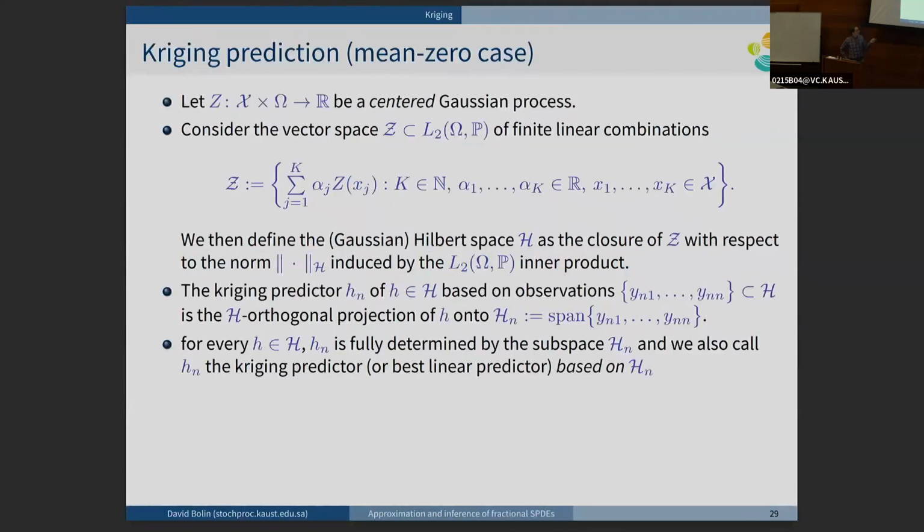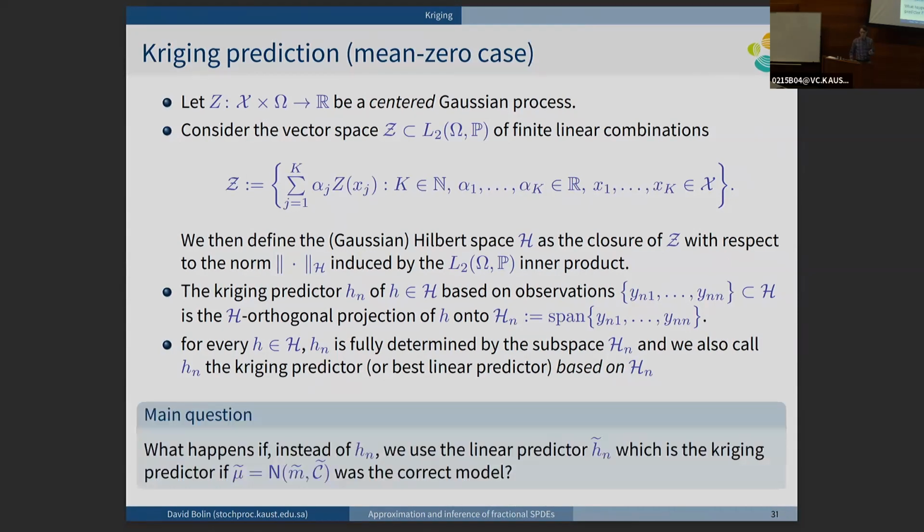Now, if you look at that, you can see that for any element that you want to predict, the Kriging predictor is fully determined by this subspace curly Hn, which is the span of the observations. So we can either say that we have the Kriging predictor based on the observations or based on this space curly Hn. That's saying the same thing two different ways.